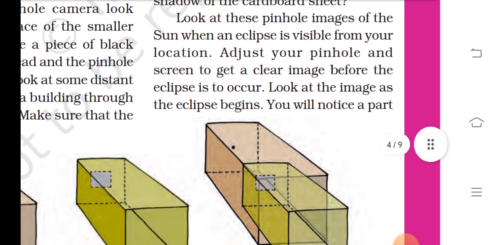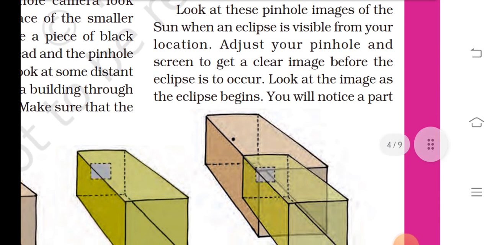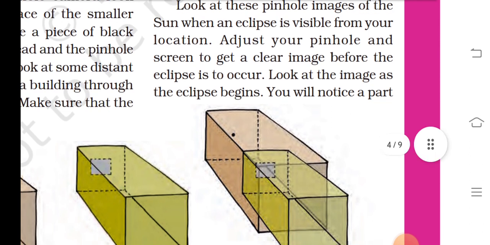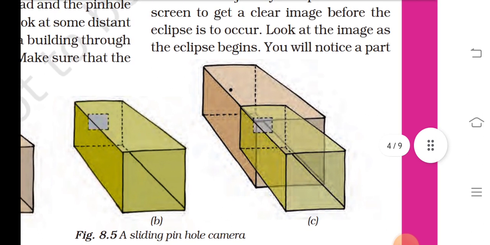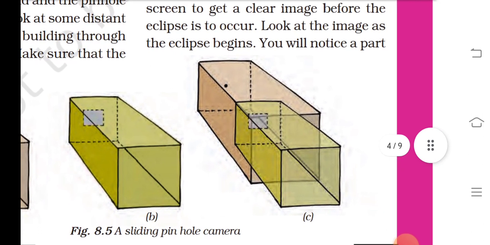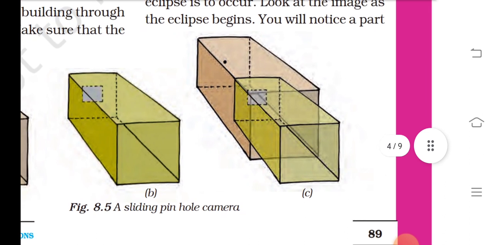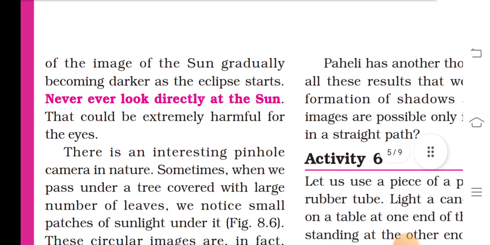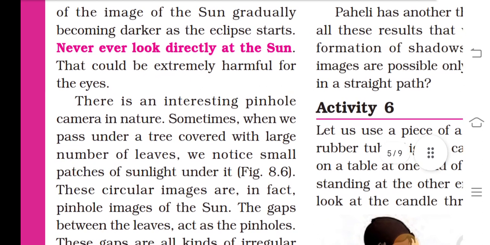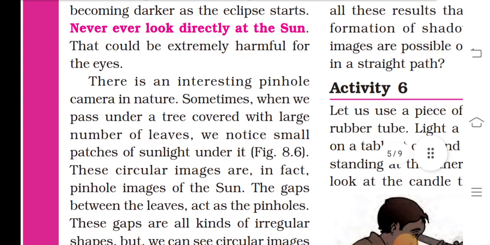Look at this pinhole image of the sun. When an eclipse is visible from your location, adjust your pinhole and the screen to get a clear image. Before the eclipse starts, look at the image as the eclipse begins. You will notice a part of the image of the sun gradually becoming darker as the eclipse starts.